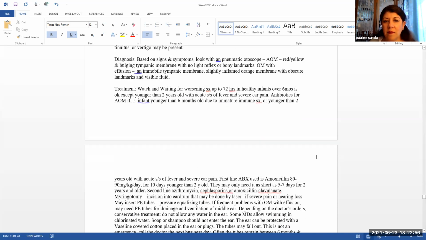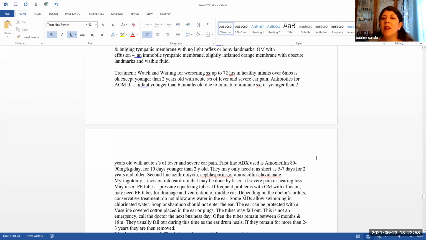So treatment, they will do a watch and waiting for worsening signs and symptoms up to 72 hours in healthy infants over 6 months of age. This is okay, except younger than 2 years old if they have acute signs and symptoms of a fever and severe pain.